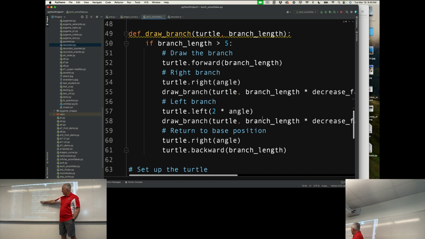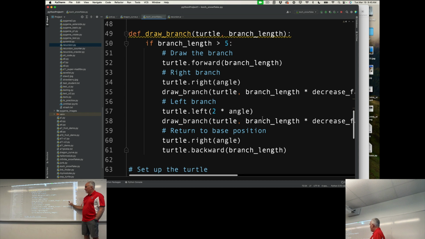And then look what it does. It calls draw branch. So it takes this with a new branch length that's decreased by whatever the factor is. So it's 80% of the original or 70% of the original. And it calls this again. It says, if it does this, and you can see it just keeps drawing.